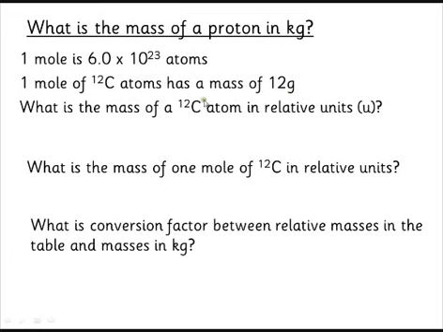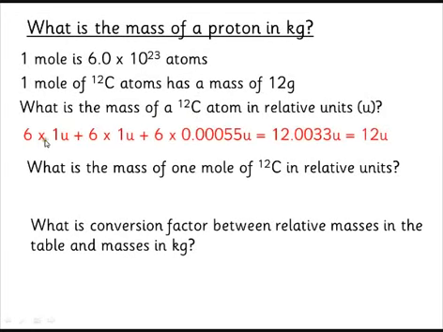But we can work out the mass of a carbon-12 atom in relative units, which we call U, because a carbon-12 atom is made from 6 protons, 6 neutrons and 6 electrons. So we've got 6 lots of 1U for the protons, 6 lots of 1U for the neutrons, and 6 lots of 0.00055U for the electrons. That gives us this. We can just round that off near enough to 12U, bearing in mind that these aren't exactly 1 in the first place. So even to 4 significant figures, 12.00U. So one atom of carbon has got a relative mass of 12U.